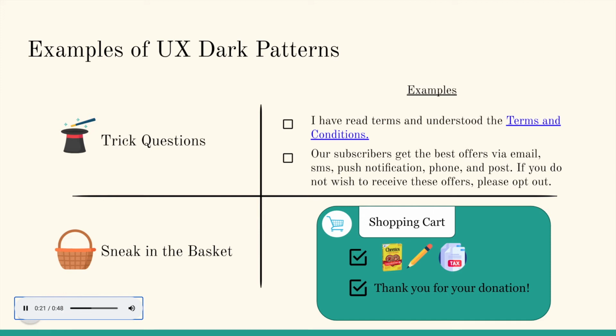In the example on the right, this technique is used in online registering services. The first box means to opt in, while the second box means to opt out. The sneak in the basket dark pattern is an addition of an item or payment into the cart basket. Sneaking is typically done without the user's knowledge, resulting in spending more money. In the presented example, this can be seen as the additional payments of pencils, taxes, and a donation to the website provider.